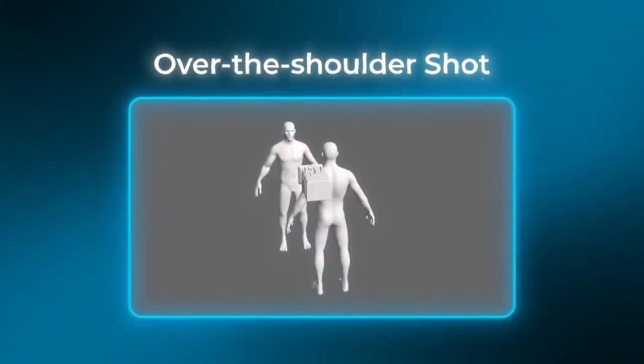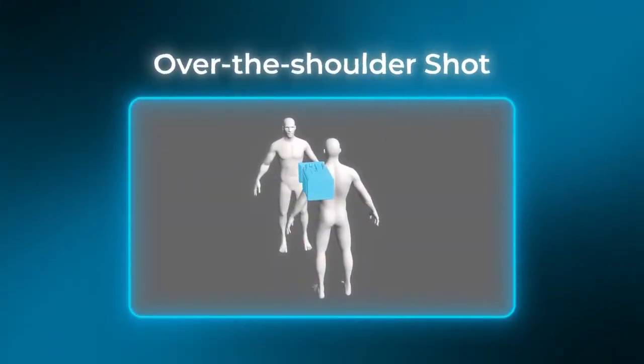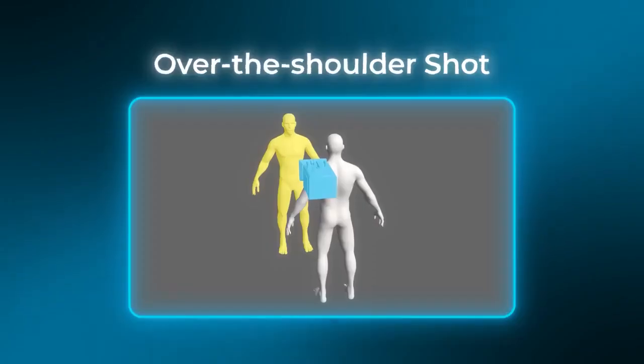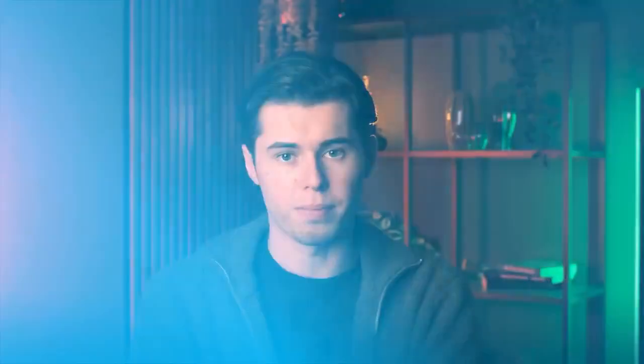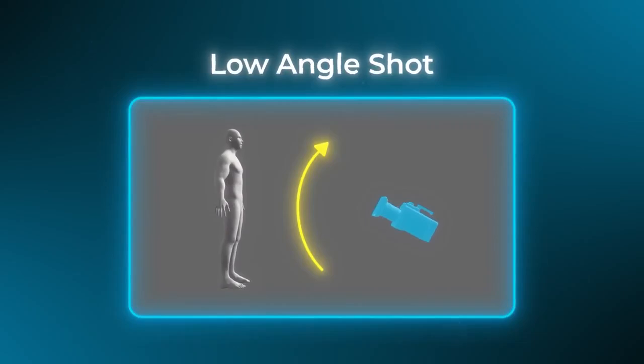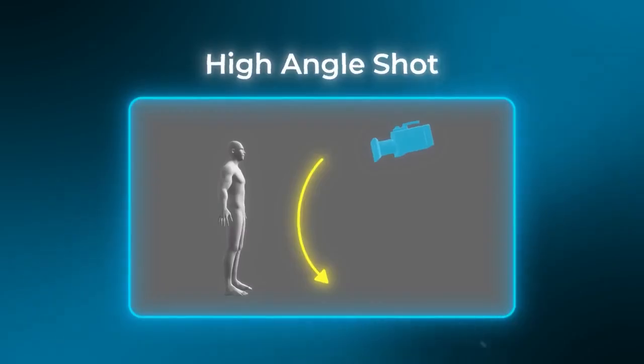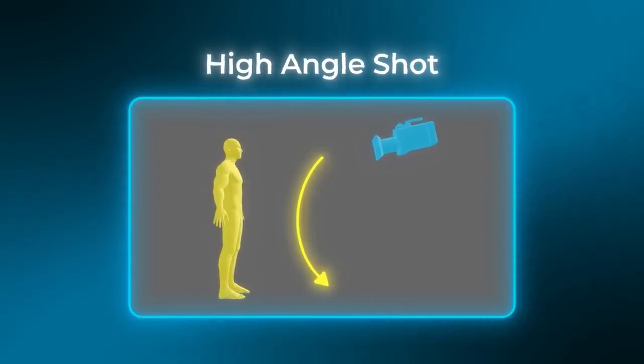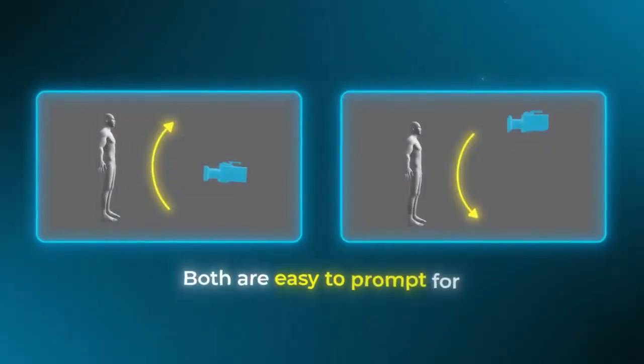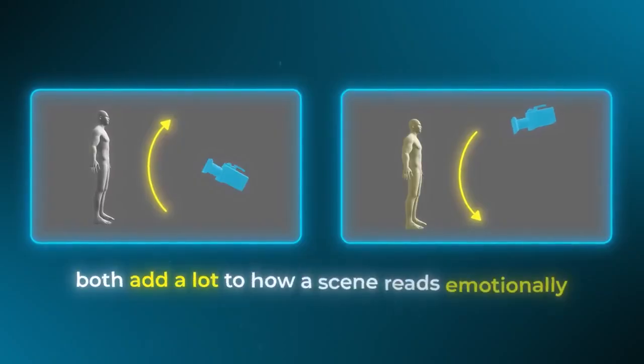An over-the-shoulder shot positions the camera behind one character while they look at another. It's the most natural shot for any dialogue scene. Beyond those, a few more are worth knowing. A low-angle shot looks up at the subject from below. It makes the character feel powerful, dominant, or threatening. A high-angle shot looks down from above. It does the opposite, making the subject feel small or exposed. Both are easy to prompt for, and both add a lot to how a scene reads emotionally.